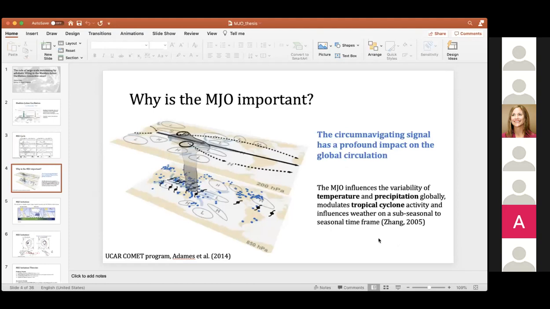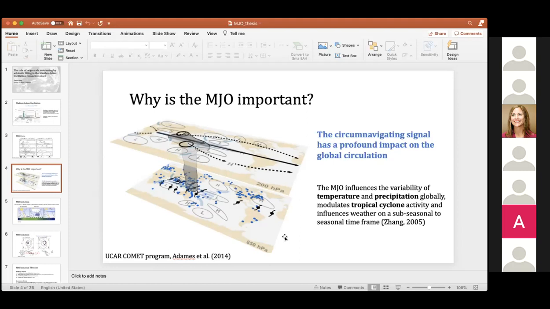So this circulation is really important to the climate system, as you can see by just how large scale it is, but also its circumnavigating feature. And it profoundly impacts the global circulation.